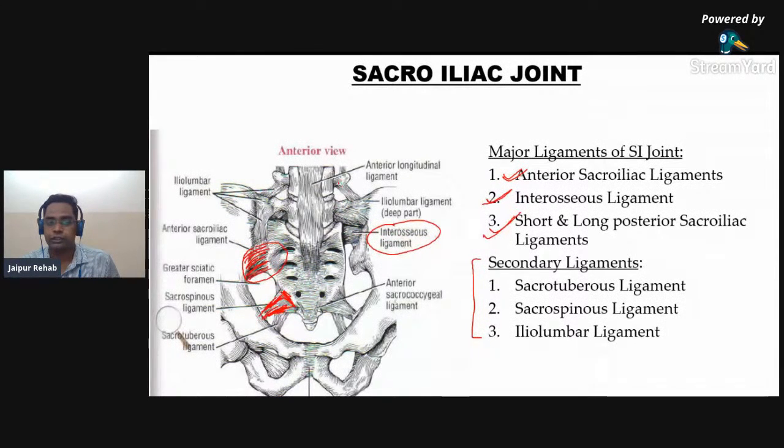It starts from the transverse process of L4, L5. This is the L4 and this is the L5 transverse process, and the ligament which is running here is the iliolumbar ligament here. Okay, so it defines the frontal plane stability of the L4, L5 also and L5-S1 also.